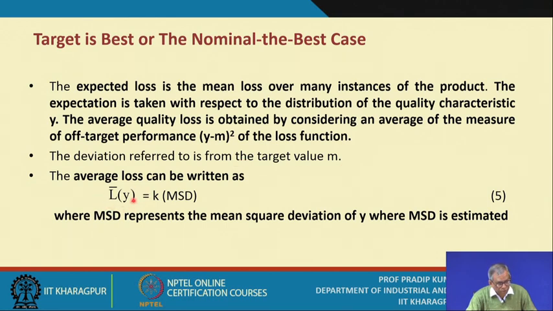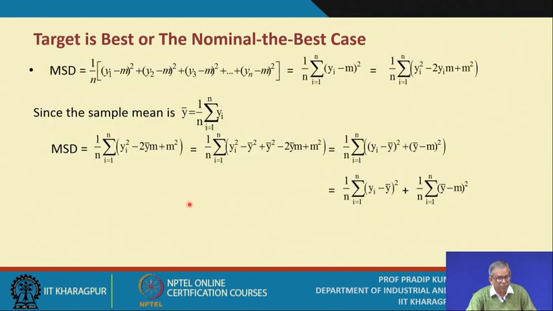So, average loss function L(y) bar is equal to K into MSD. Okay, so always remember this particular formula. Ultimately, we have derived this formula. What is MSD? That means mean square deviation. We have expressions for mean square deviation for the two cases: one is the nominal-is-the-best or target-is-the-best, and the other is smaller-is-better. So, these are the expressions we have.